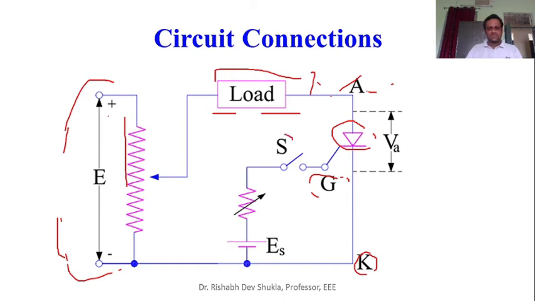And this is your gate circuitry, which is connected through a switch. The anode is connected to the positive terminal of the battery and the cathode is connected to the negative terminal of the battery. That means your thyristor is under the forward blocking mode. When switch S is closed, it is brought into the conduction side.